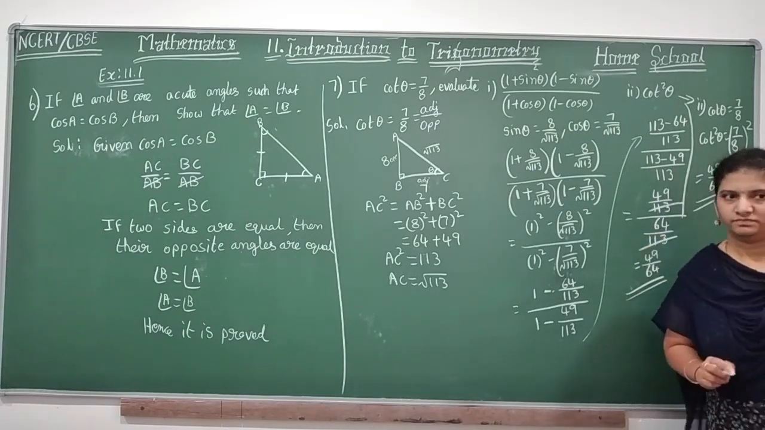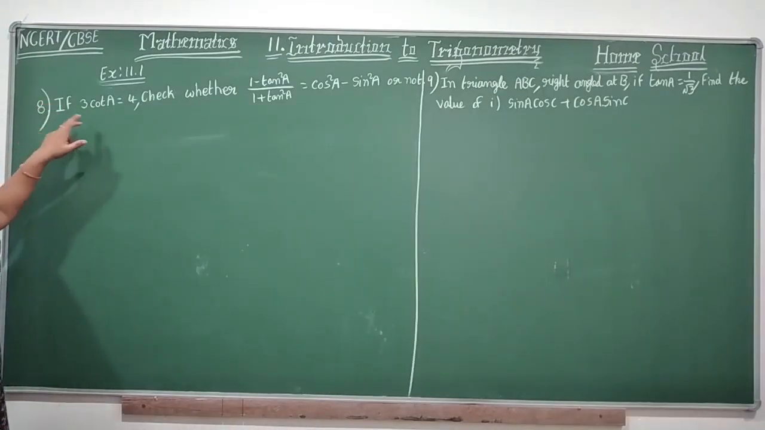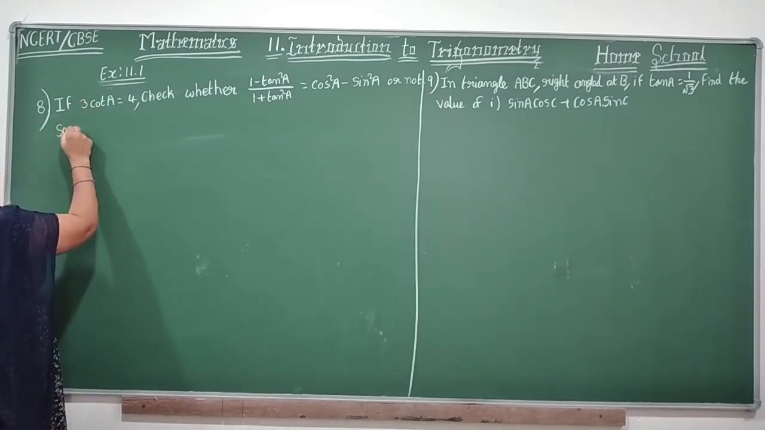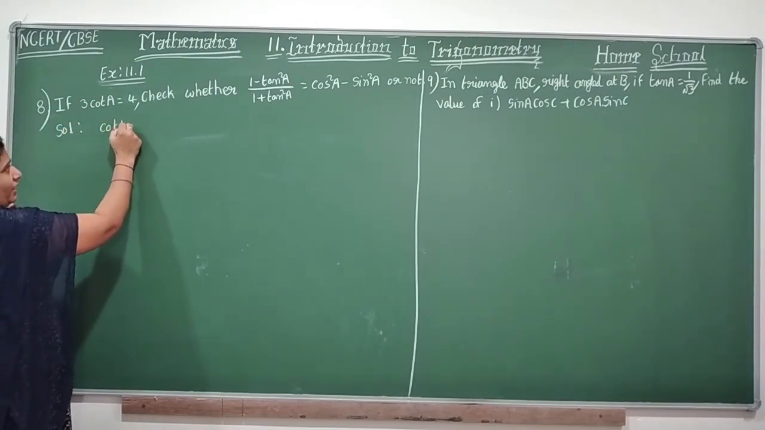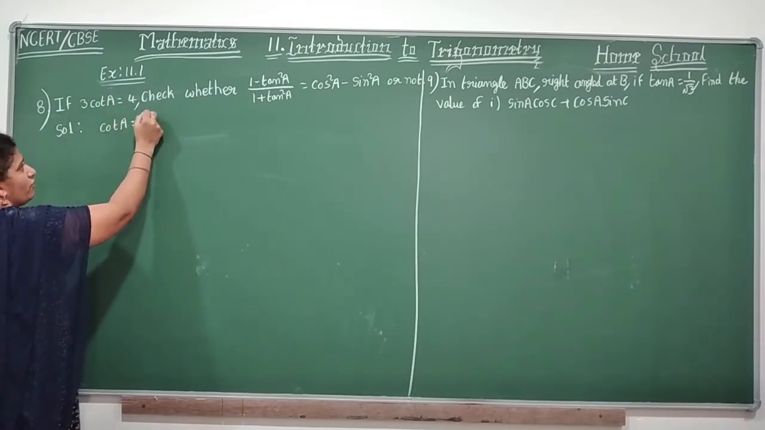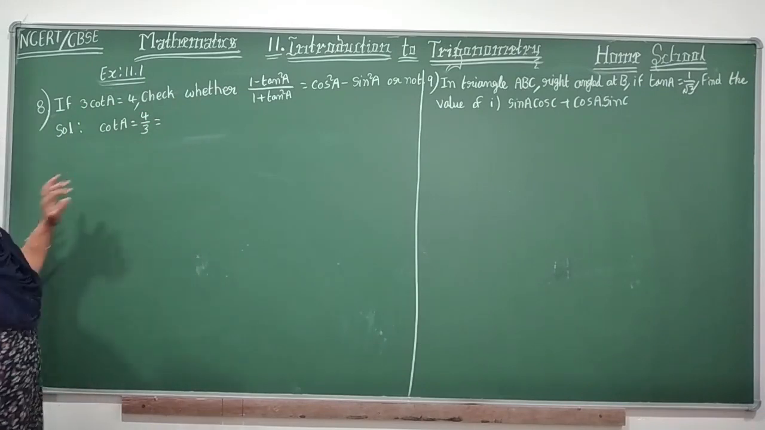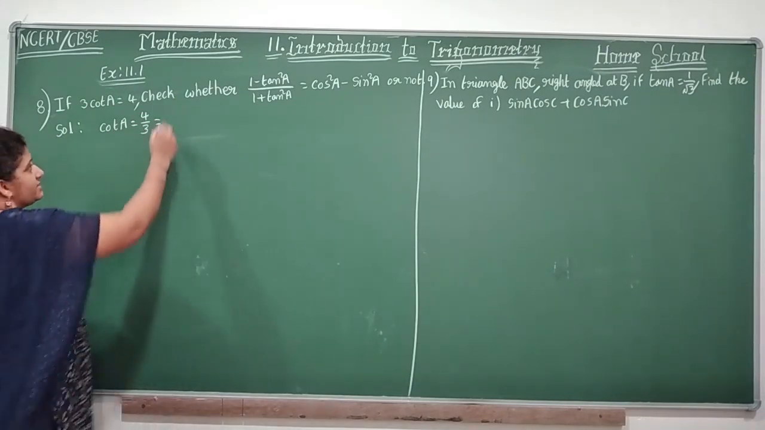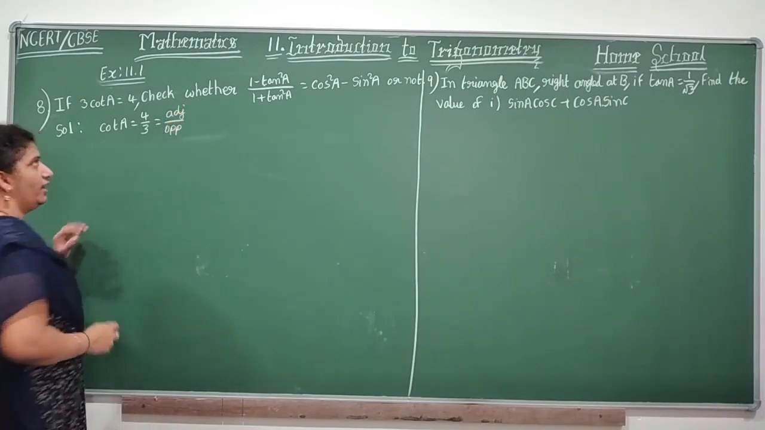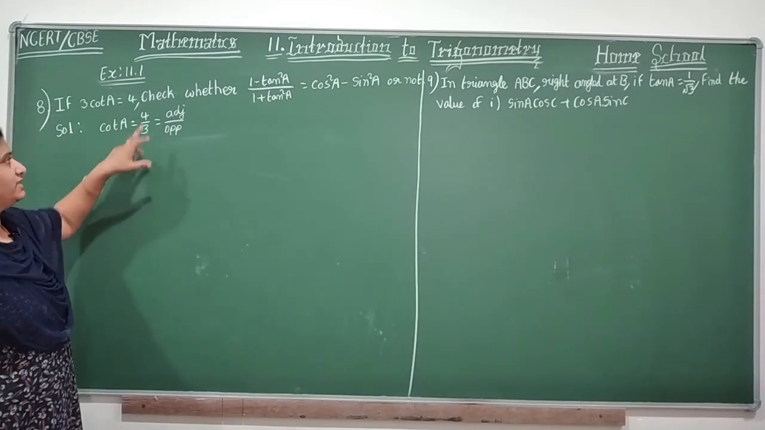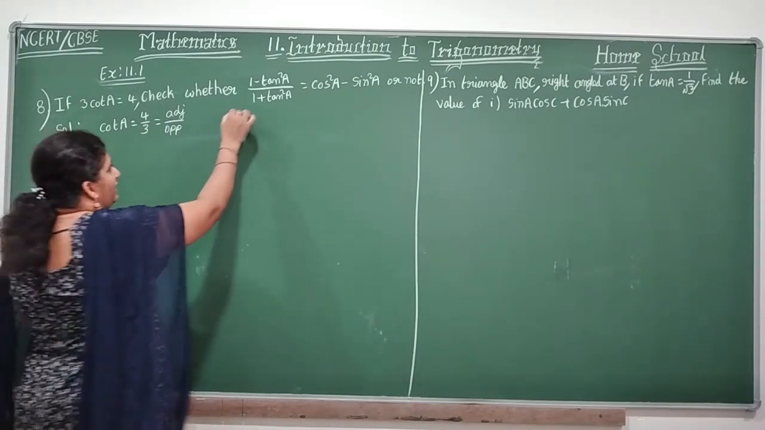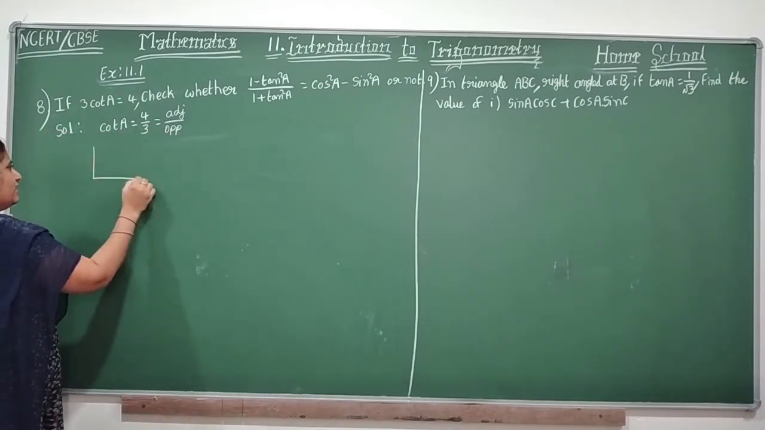Okay. Eighth problem. If 3 cot A is equal to 4. Again, what do I write here? Cot A. Look here children, 3 is a multiple. If it goes to this side, it will be divided. 4 by 3. What is this 4 by 3? Cot A ratio, adjacent by opposite. Okay. In a triangle having 3 sides, we know adjacent and opposite. We should find the hypotenuse. For that, let me draw a right angle triangle here.